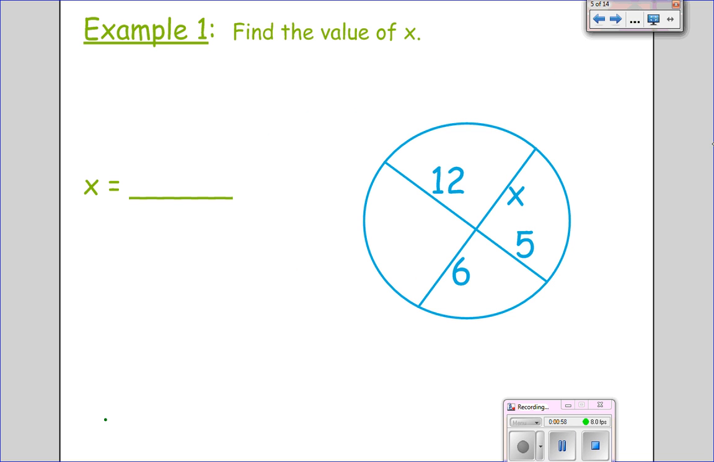So here's how it'll look. Two chords meet inside the circle. So part of the chord times the other part, so 12 times 5 will equal one part of the chord, 6, times the other part, which is x. So 60 equals 6x, and divide by 6. So x equals 10. So we do part times part equals part times part.